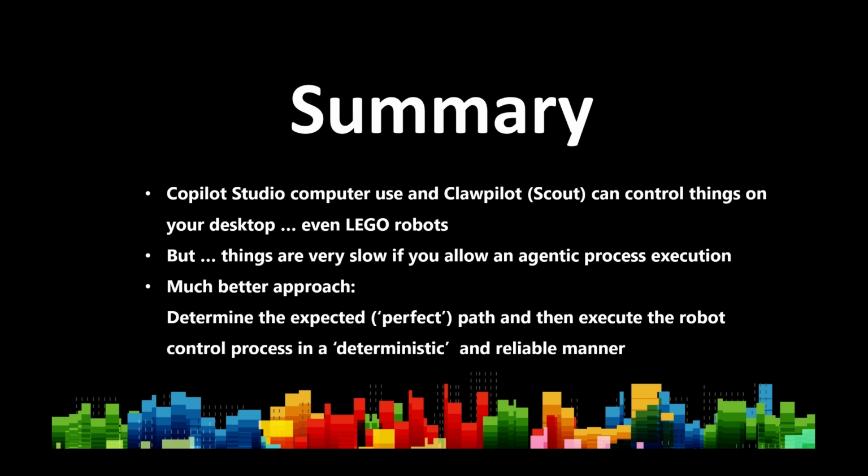The much better approach was having a chat, defining what kind of path would be the perfect path, and then allow the robot to control the process in a deterministic way and a reliable manner that can be repeated. So the meaning is not every time you need an agentic process, but maybe sometimes making a plan first and then executing things in sequence might be the better way.